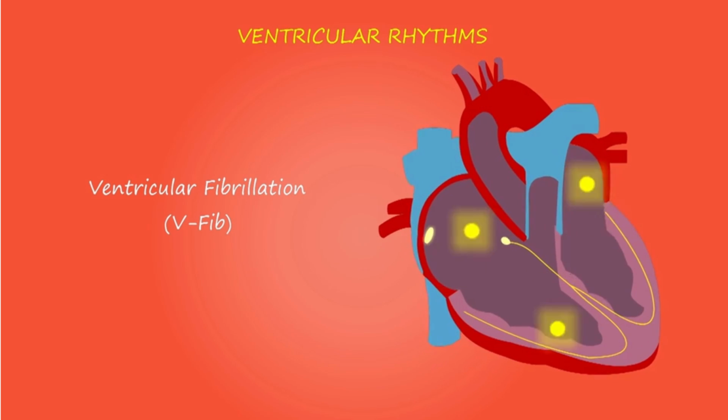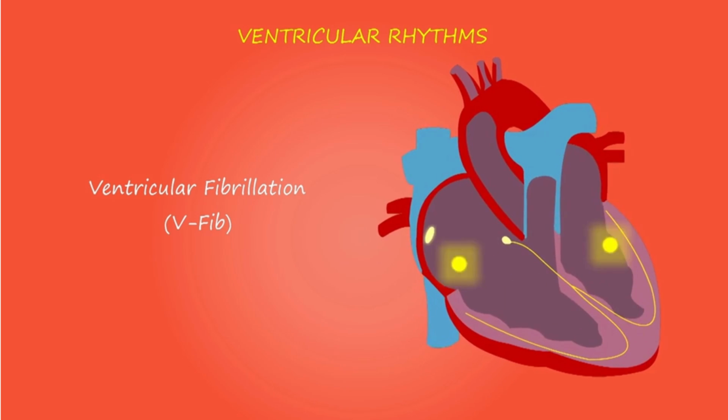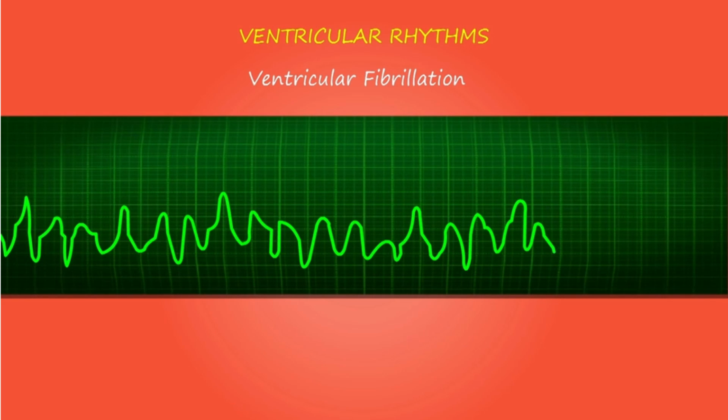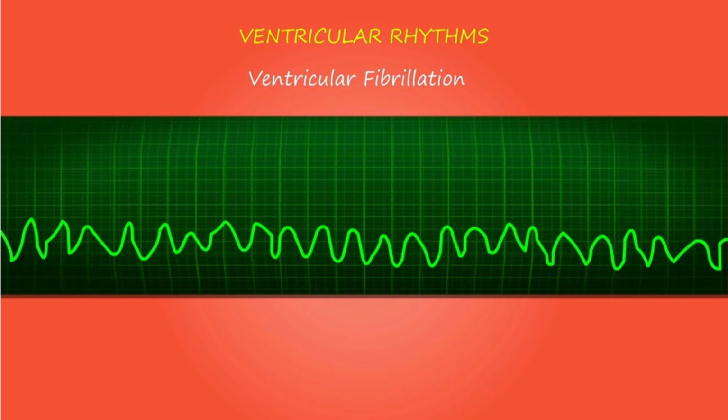This could be considered as coarse ventricular fibrillation turning to fine ventricular fibrillation with higher rate and lower amplitude. This is a representation of ventricular fibrillation with totally disorganized ventricular electrical activity. This is another representation of ventricular fibrillation, totally different.